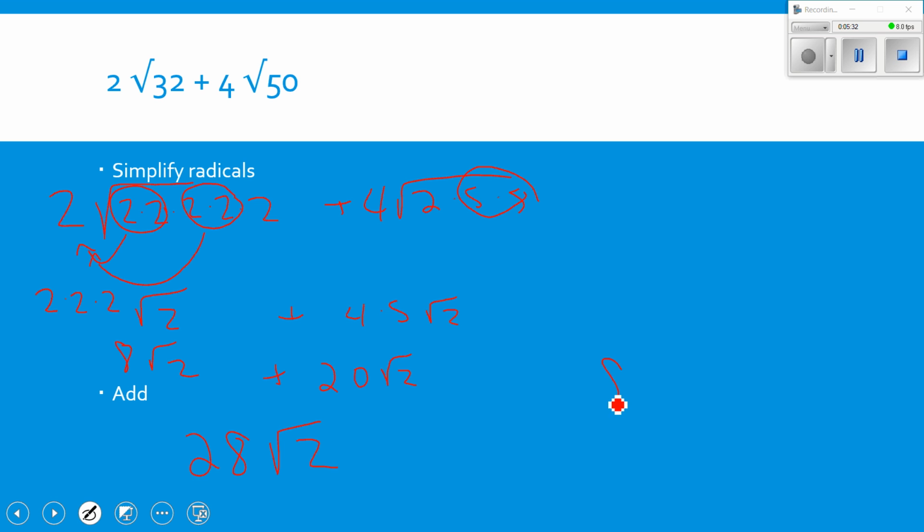Think about it as if I had 8x plus 20x. This would be 28x. In this case, the x is like acting like it's the root 2, or the root 2 is acting like it's the x.